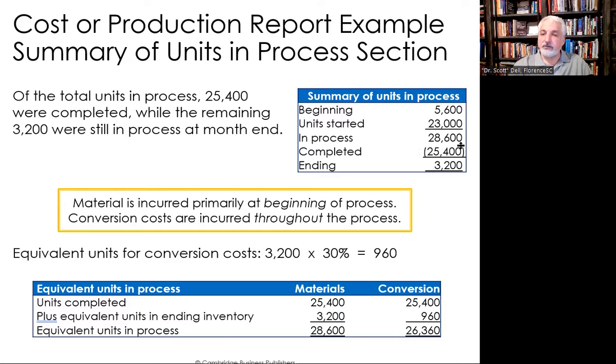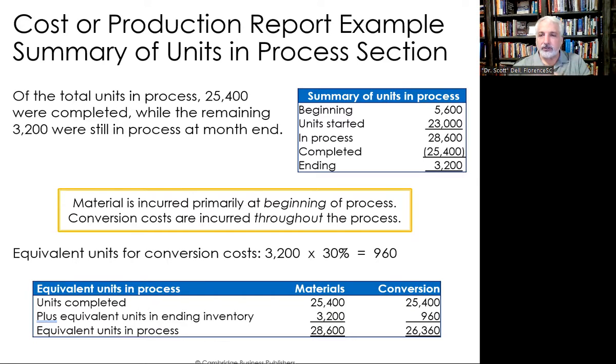How many did we complete? In this case, 25,400, which yields 3,200 still in process at the end of the month or whatever time period we're associating it. And materials are incurred primarily at the beginning of the process. So for the Pepsi, we're adding the sugar or high fructose corn syrup. With Mountain Dew, we're adding the orange juice. We're adding the carbonated water, usually at the beginning.